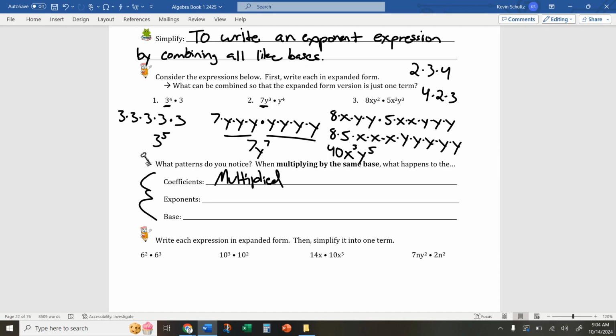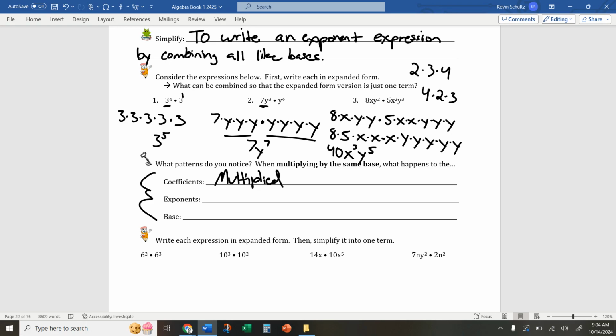Okay, what did we do with the exponents? We added them, right? Going all the way back to the first one here, this really has a 1 on it, even though it's not written. A 3 by itself is like 3 to the first power. 4 plus 1 gave us 5.